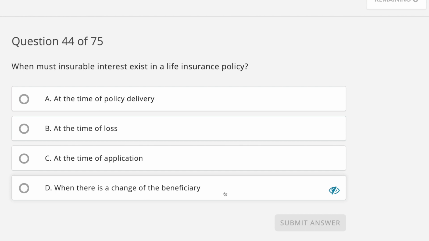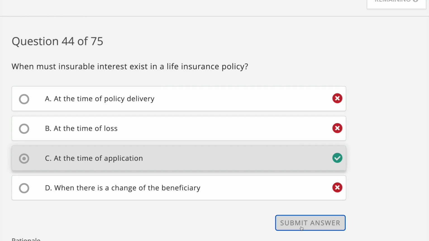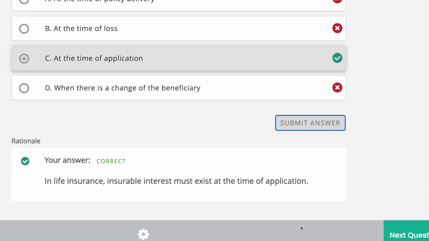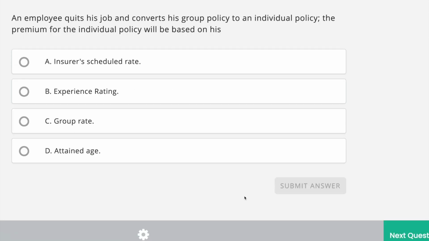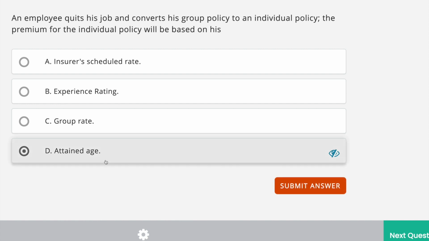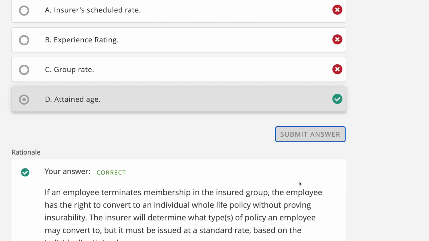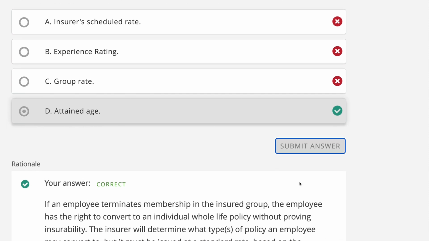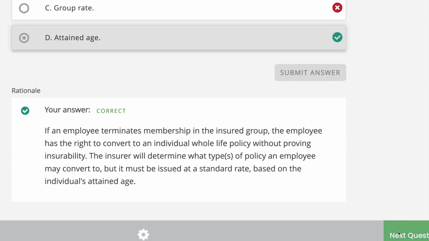When must insurable interest exist in a life insurance policy? At the time of application. Insurable interest must exist at the time of application. Okay. An employee quits his job and converts his group policy to an individual policy. The premium of the individual policy must be based on the attained age. Attained age. What age are you now? So it doesn't matter about when you got the policy, but if you quit your job, you're older. The new insurance policy is going to be based on your attained age. I'll say, what is your current age?